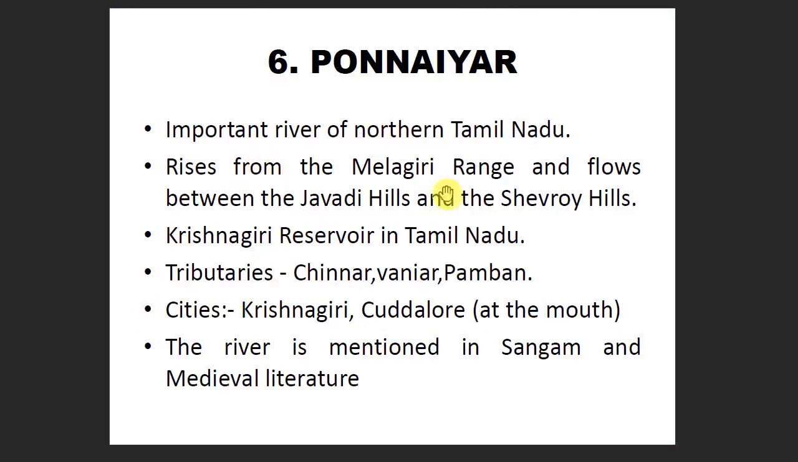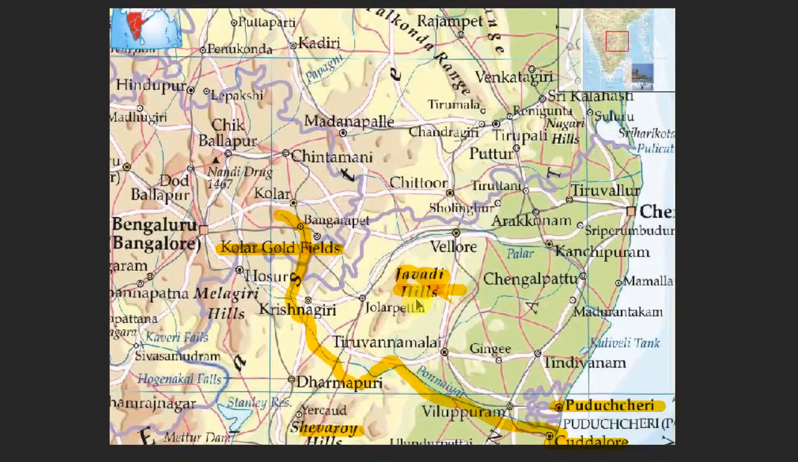It rises from the Melagiri range and flows between the Javadi and Shevaroy hills. So this is the Javadi hills that are located over here. This is the Shevaroy hills, and it flows between them. It cuts across between them. And we know that this Eastern Ghats region is a remnant of several broken, disconnected hill ranges, and that is probably because the rivers have eroded them.